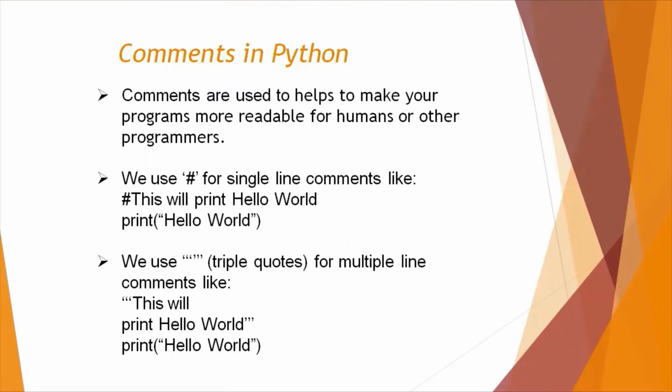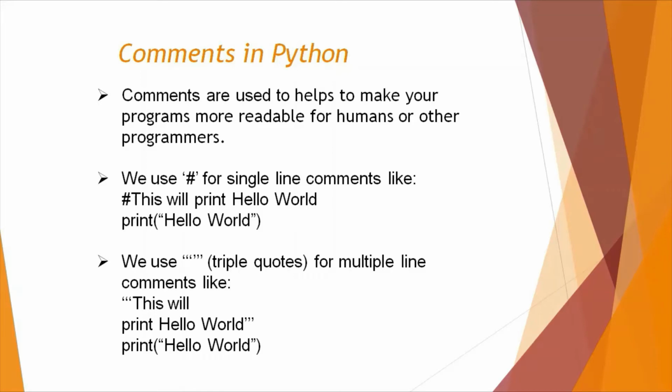So let's talk about comments in Python. Comments are used to make our programs more readable for humans or other programmers. We use the hash symbol for single line comments, like hash this will print hello world. This hash statement is telling us that this print will print hello world, so don't get confused please. And we use triple quotes for multiple line comments, like this will print hello world in multiple lines.